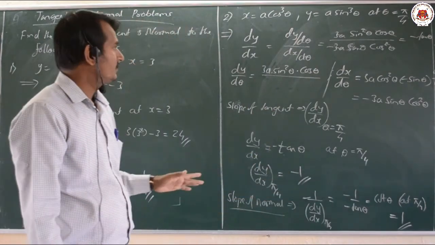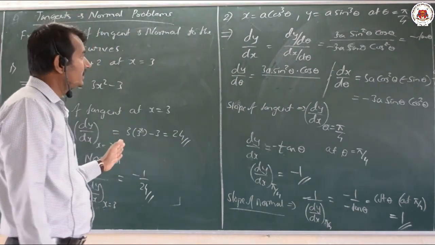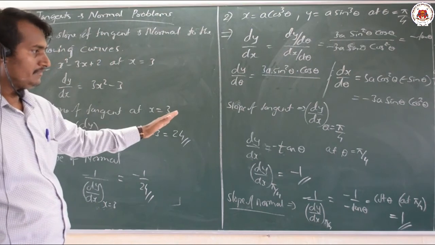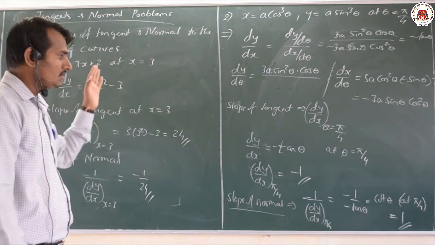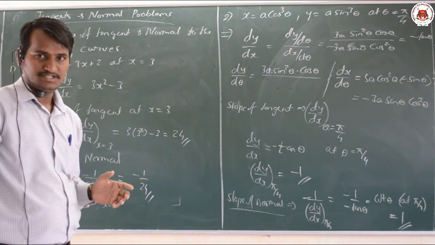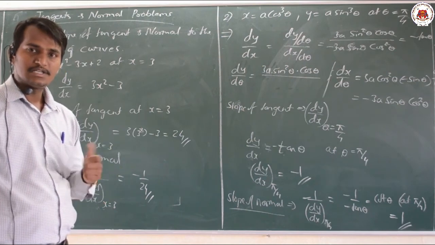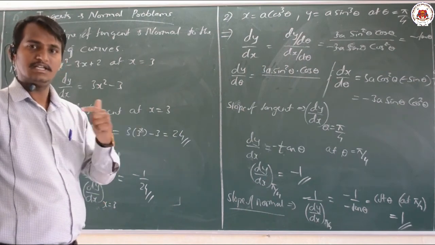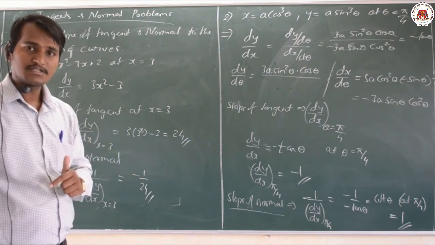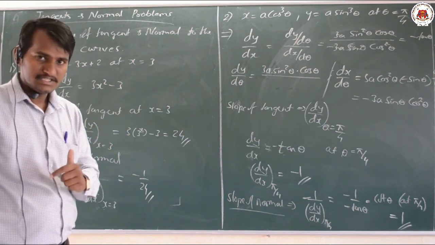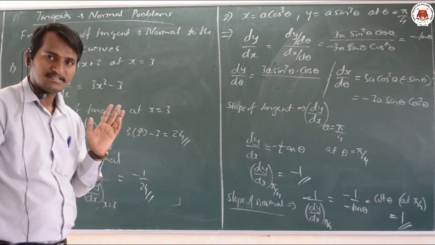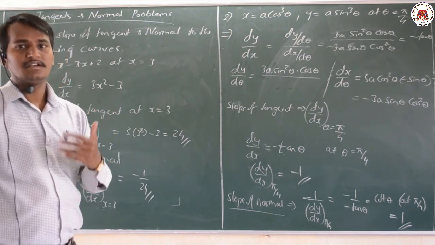Dear students, it is a very simple topic, the slope of the tangent and the normal. This is all about finding the slope of the tangent. In the next class we shall discuss finding the equation of the tangent and the normal to the given curves, and what if the tangent is parallel to the x axis or parallel to the y axis. These things we shall learn in the next class.